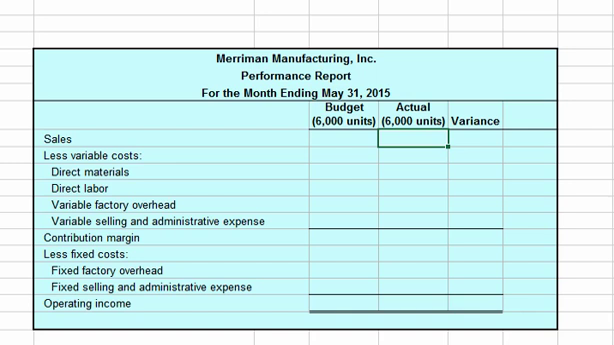We're doing a performance report. We're going to compare budget numbers to actual numbers and get a variance. And then we'll call that variance either favorable or unfavorable, depending on, of course, which way it went. And we're going to do this by starting with sales, deducting variable cost to come to contribution margin.